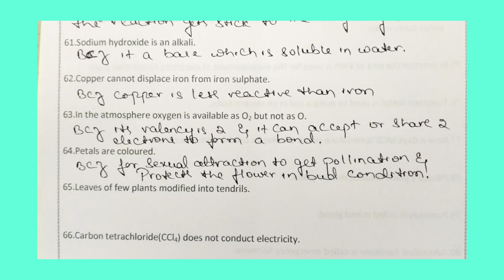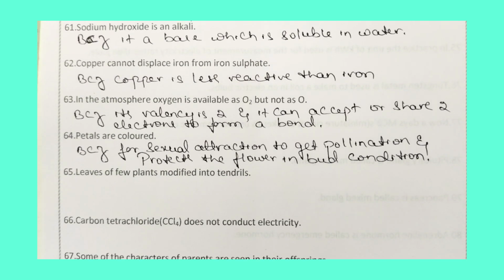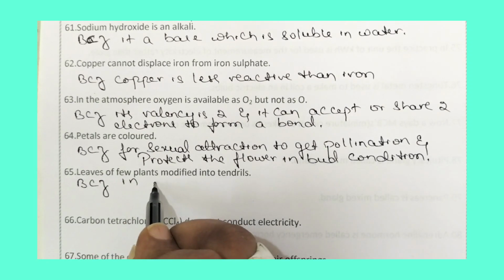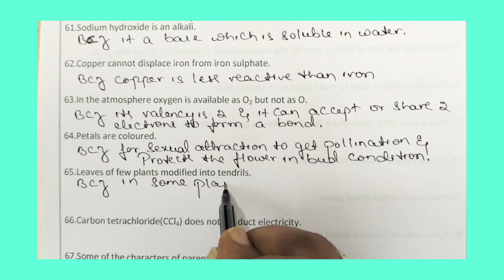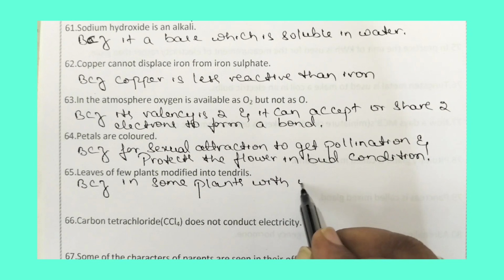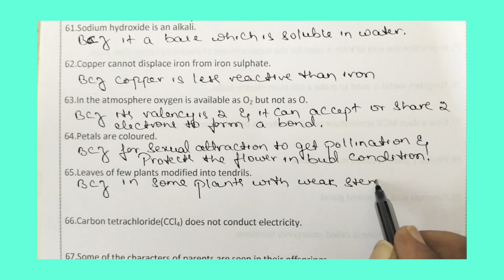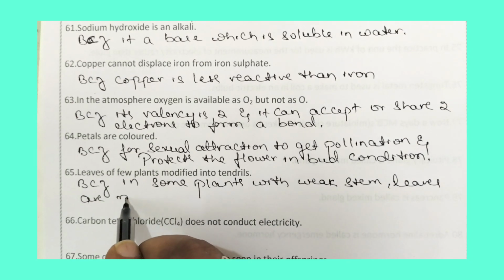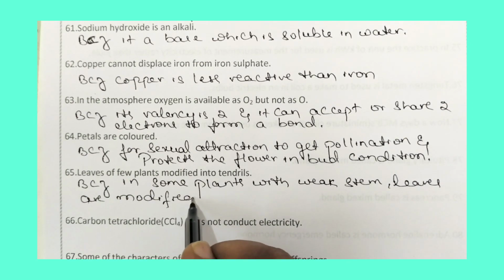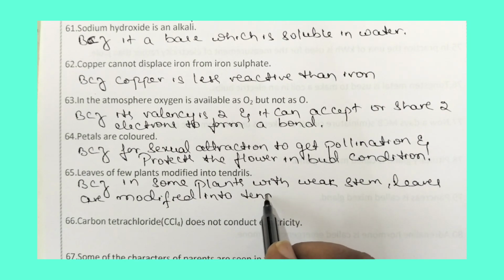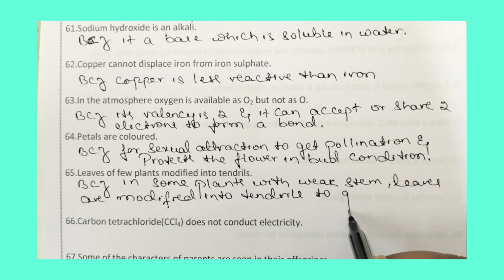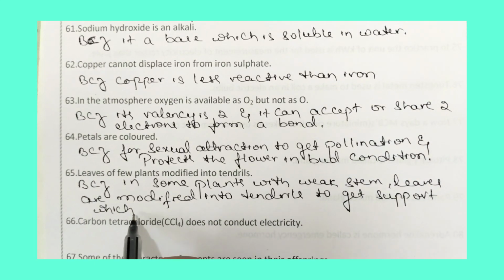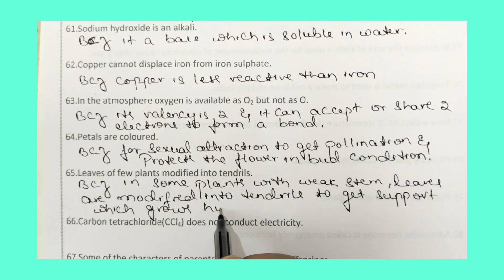Next, that is the 65th question. Leaves of a few plants are modified into tendrils because in some plants with weak stems, leaves are modified into tendrils to get support, which grows horizontally.